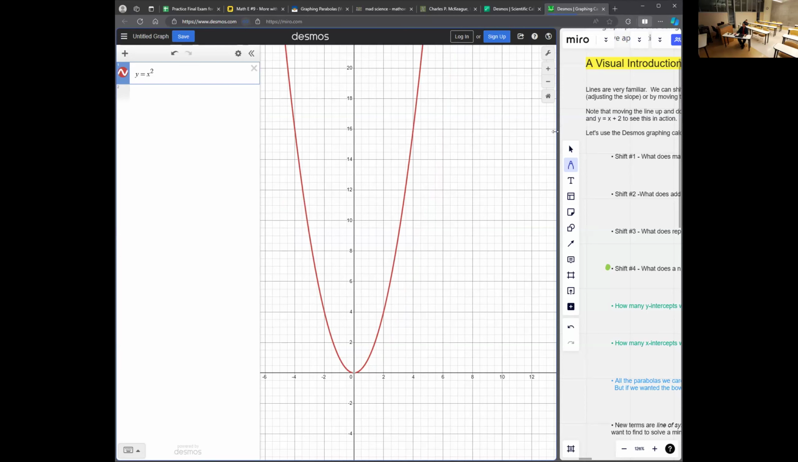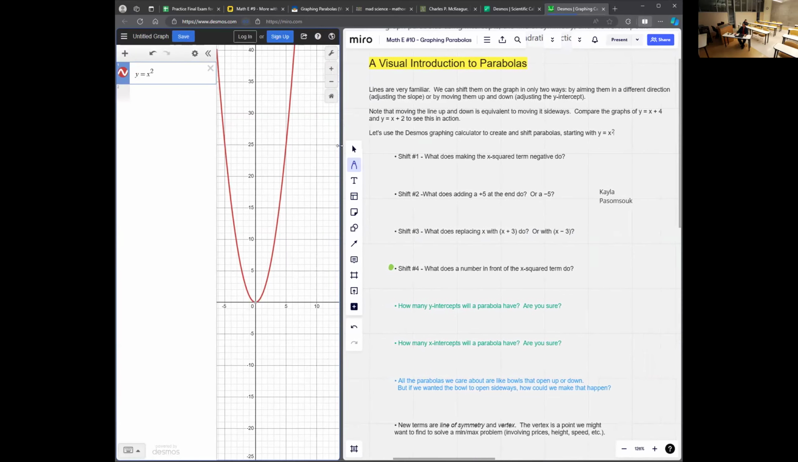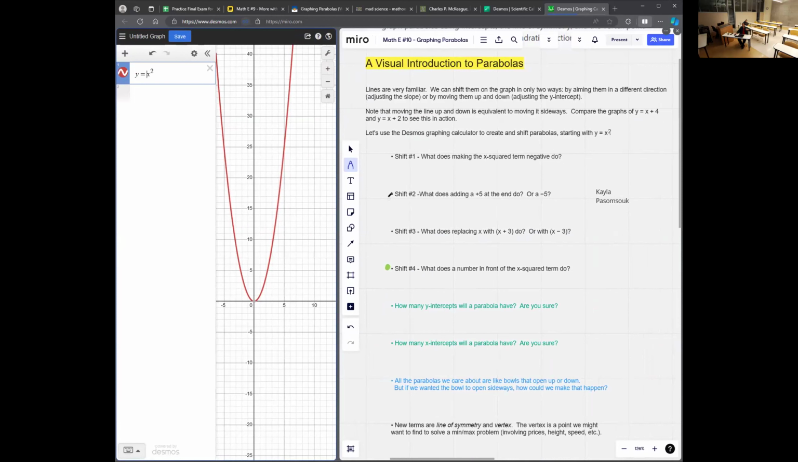It's a little intimidating if you're new to it, because with lines, we only have 2 things. You aim them differently with the slope, and you move them up and down with the y-intercept. But with parabolas, we have 4 different ways to adjust them. So let me make notes again, because notes are good. What happened when we made the x² term negative? That made things go upside down. What did adding a +5 or -5 at the end do? That made it slide up and down. If you changed x to x +3 or x -3, that made it slide left and right. And a number in front of the x² term, that made it skinny or fat.